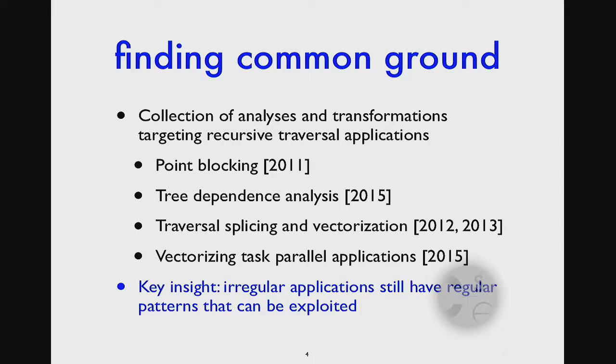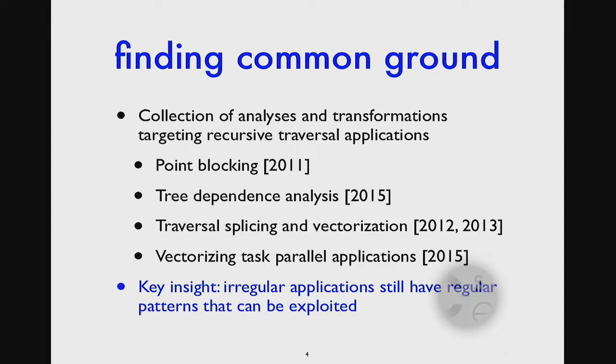And so we specifically targeted recursive traversal applications. So these are applications that recursively traverse data structures like trees and DAGs and graphs, although primarily I'll be focusing on trees here. And through that narrowing of focus over the last several years, we've developed a bunch of different things, including a transformation that we call point blocking. This is the moral analog of loop tiling, except for trees.